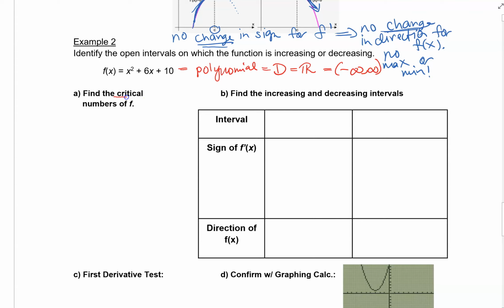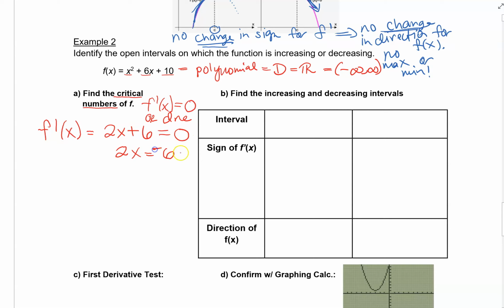So let's go ahead and find the critical numbers of f. That's where f prime of x is equal to 0 or does not exist, although f prime will exist for all these. So f prime is equal to 2x plus 6, just using the power rule and constant multiple rule. And the derivative of a constant is 0. I take my derivative, I set it equal to 0, and I solve for x. This is how we locate our critical points. So x is negative 3. That's my critical point. I only have 1.